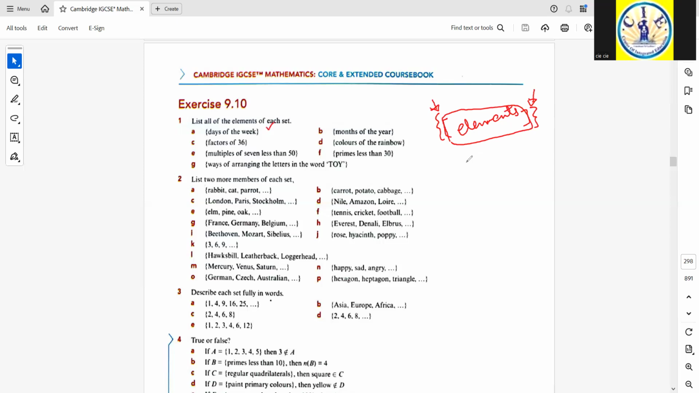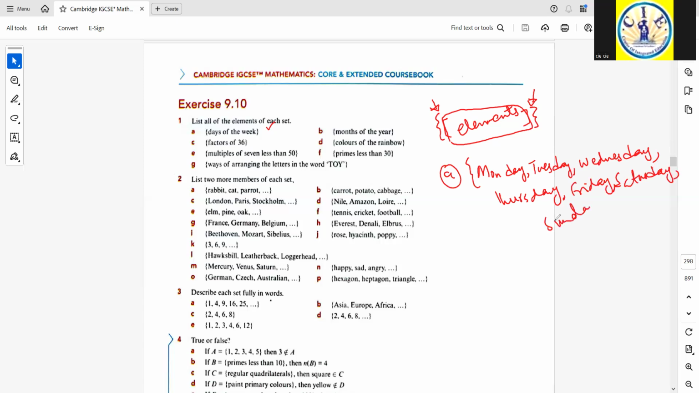As we are discussing with part A, its answer would be days of the week. So we know that days of the week are Monday. So we need to write them completely. Monday, Tuesday, Wednesday, Thursday, Friday, Saturday, and then Sunday. So when we close these brackets, these represent a particular set.